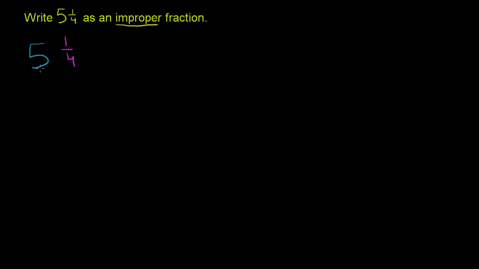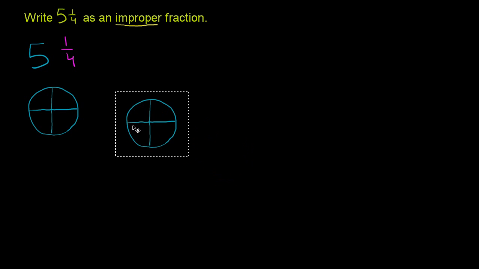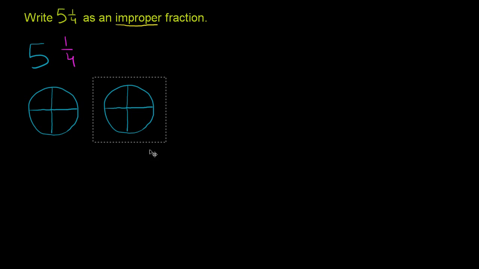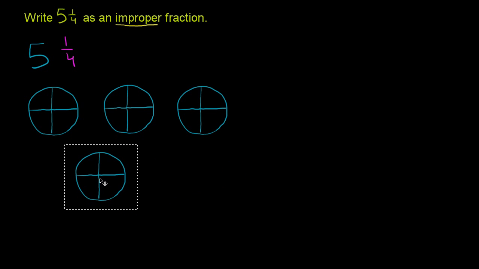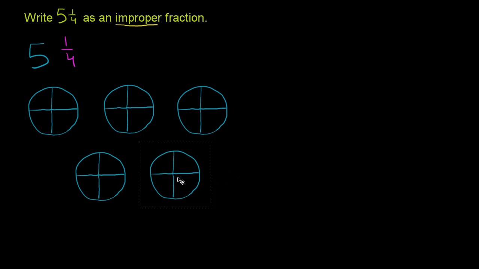So let's think about 5. 5 is 5 wholes. Or if you're thinking of pie, we could draw literally 5 pies. And let me just cut up the pies from the get-go into 4 pieces, since we're dealing with fourths. So that's 1 pie right over there. Let me copy and paste this. So I have 2 pies, and then I have 3 pies, and then I have 4 pies, and then I have 5 pies.